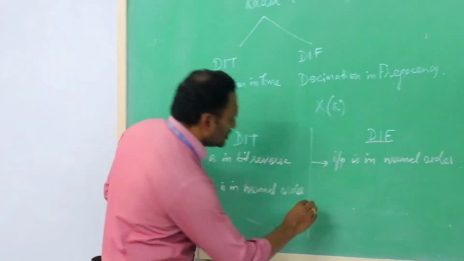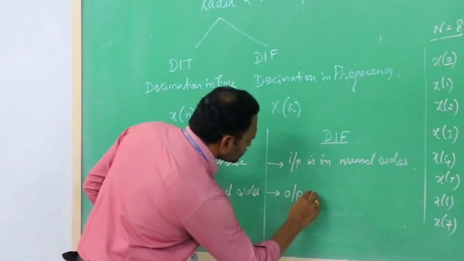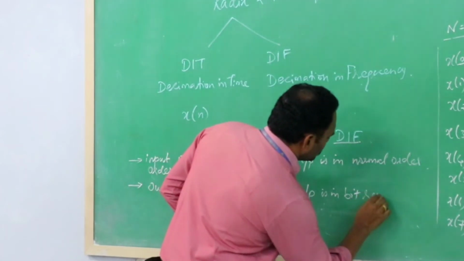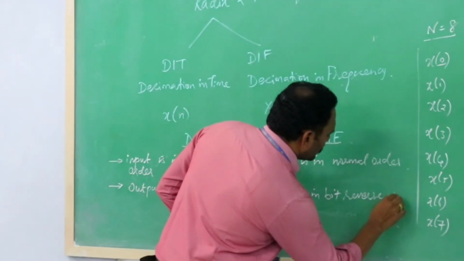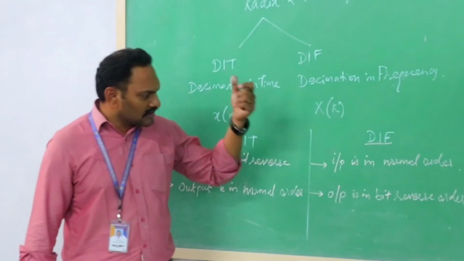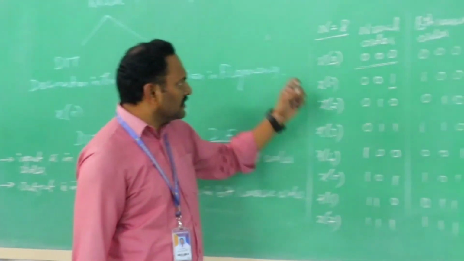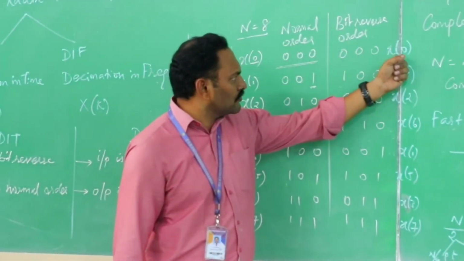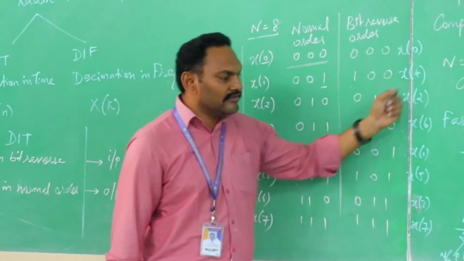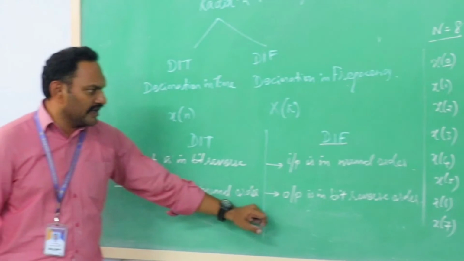But in DIF FFT algorithms, the output is in bit reversed order, which means while solving the problem, after getting the output, we should convert the output into bit reversed order. That is nothing but the first line output should be x of 0, the second line output should be x of 4, so we have to change the sequence and write the output x of n.